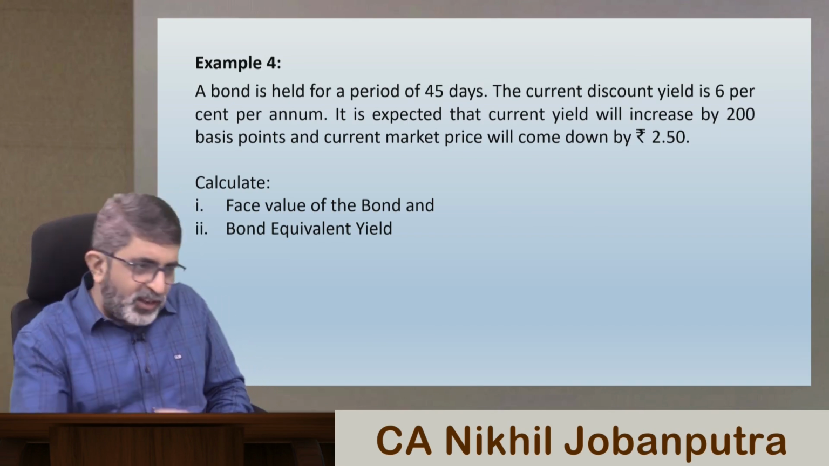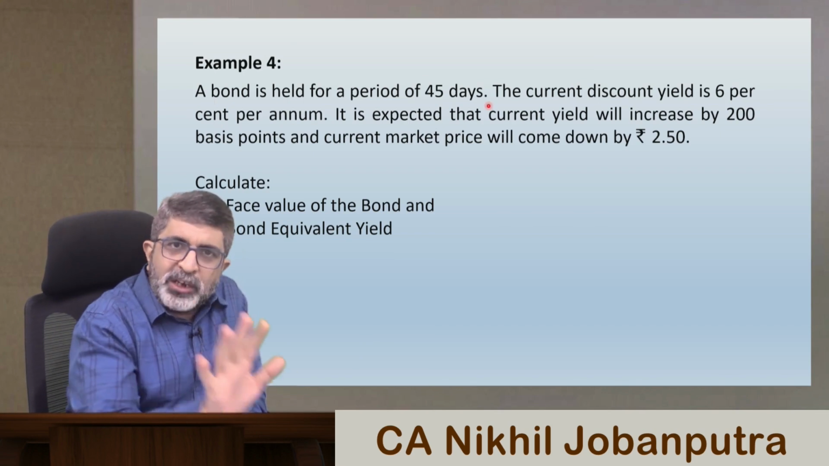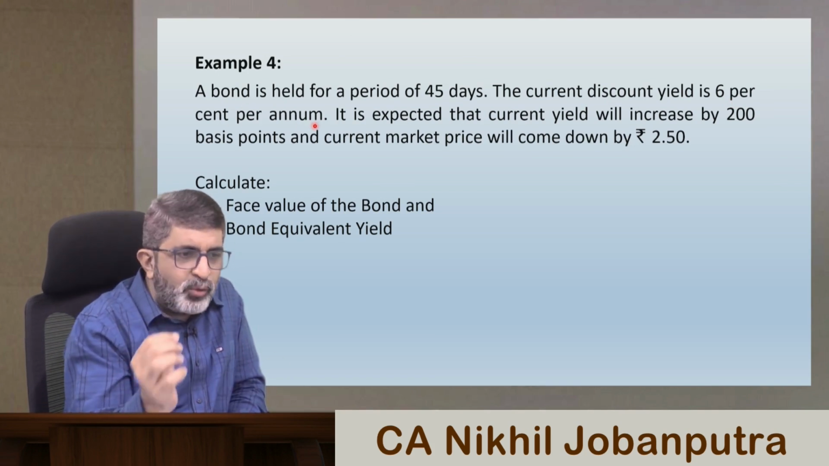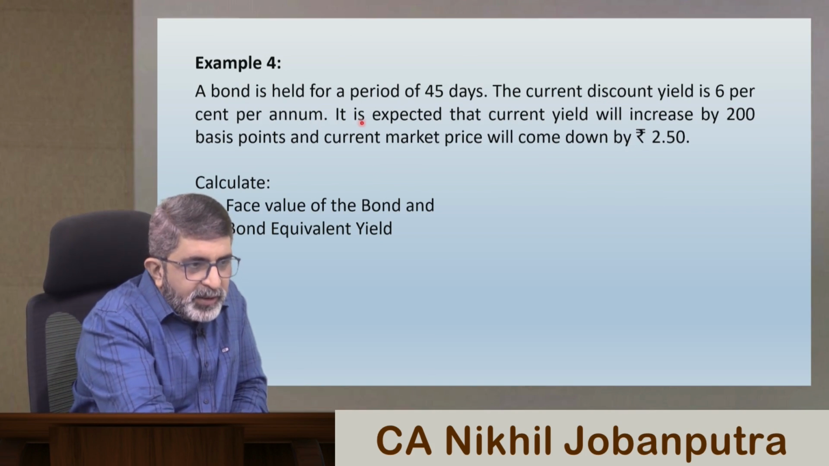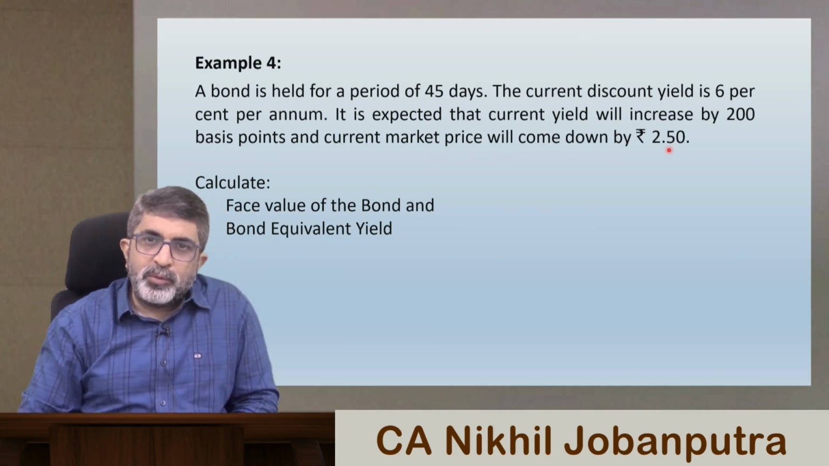So let us first read this question. It says a bond is held for a period of 45 days. The current discount yield is 6% per annum. So the annualized discount yield is given as 6%. It is expected that the current yield will increase by 200 basis points and the current market price will come down by rupees 2.50.